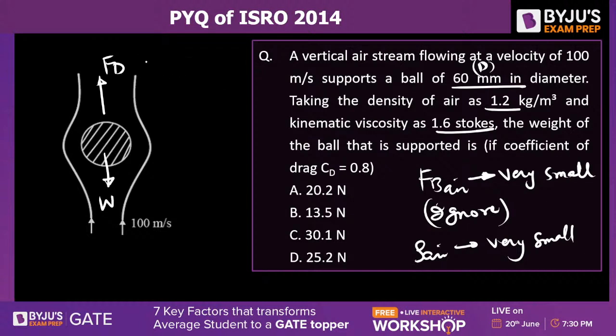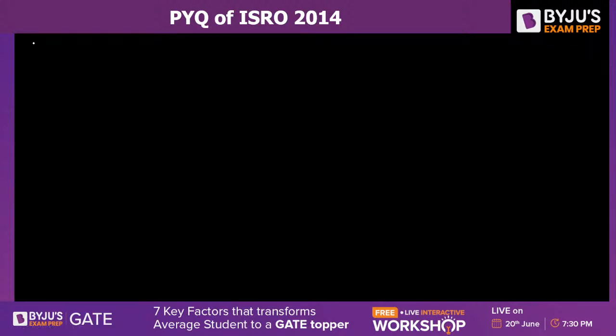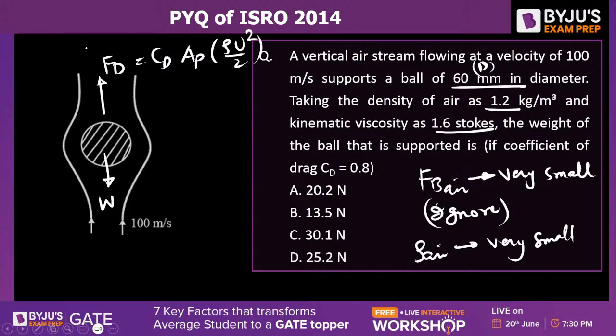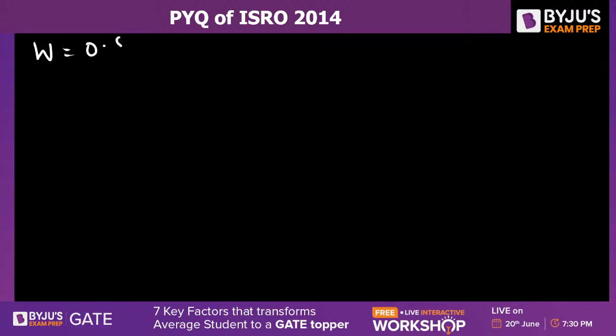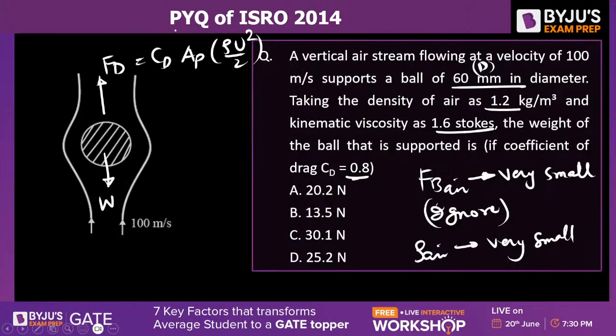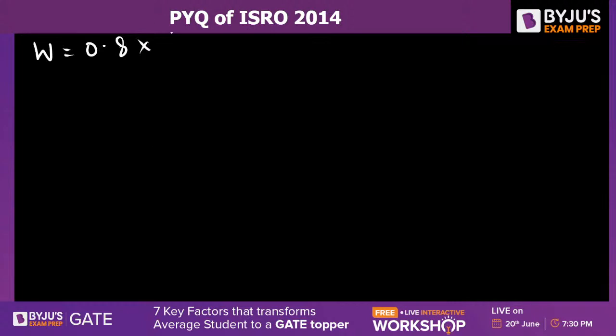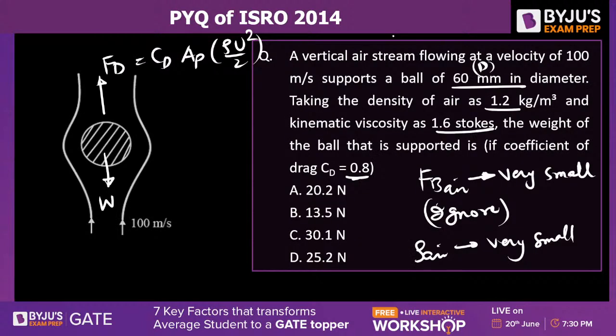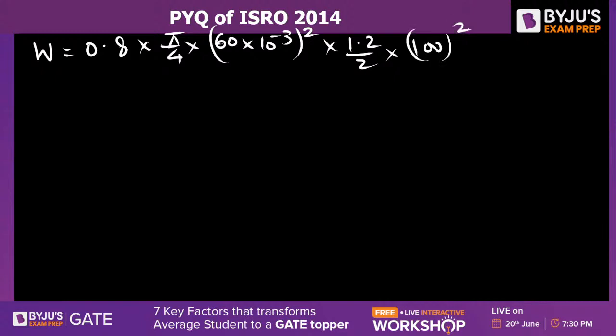So we can say W is equal to FD, and FD is given by CD into projected area. If it is a sphere, the projected area is the area of the circle, into rho U square by 2. So if we put the values, W is equal to 0.8 into projected area, that is pi by 4 d square, pi by 4 into 60 into 10 to the power minus 3 square, into rho by 2, 1.2 by 2, into U square, 100 square. The drag coefficient is given as 0.8. Can you do the calculation? Now it is your turn. Are you getting option B?